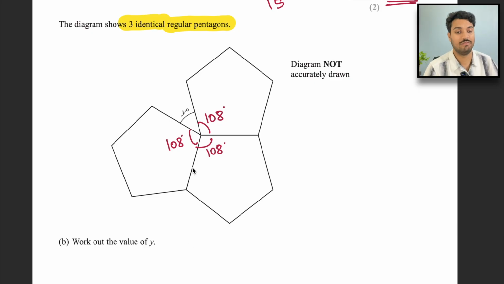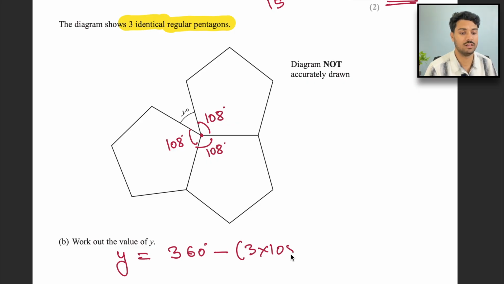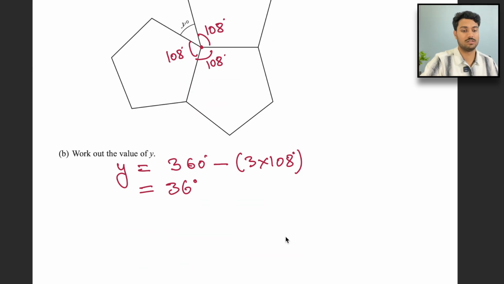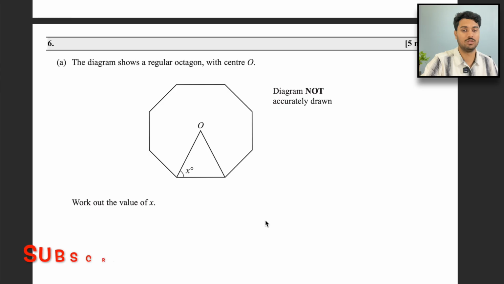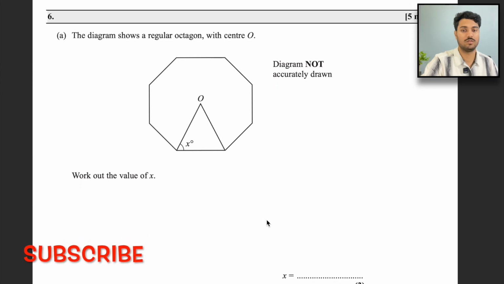So if we have to find the value of y, we know that the sum of all the angles at a point is 360 degrees. So we simply have to do y equals 360 degrees minus 3 times 108 degrees. If we do this, we'll get our answer. So let me check. 360 minus 3 times 108 is 36. So the value of y is 36 degrees. Let's move on to the next question, question number 6 now.